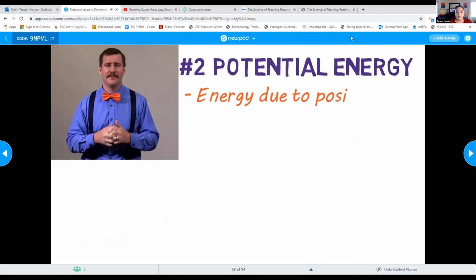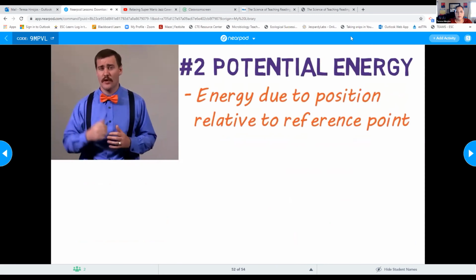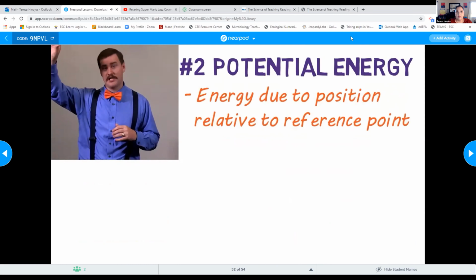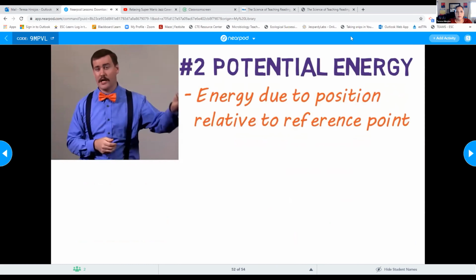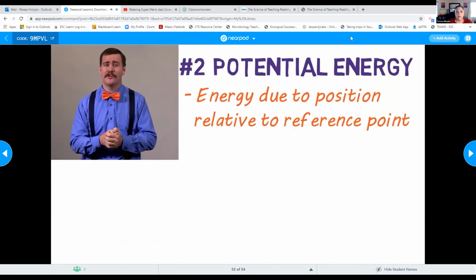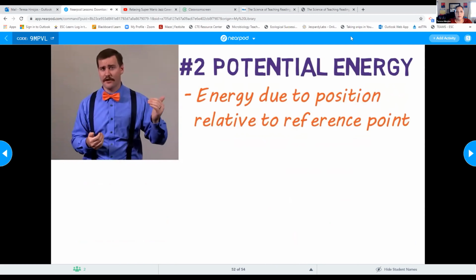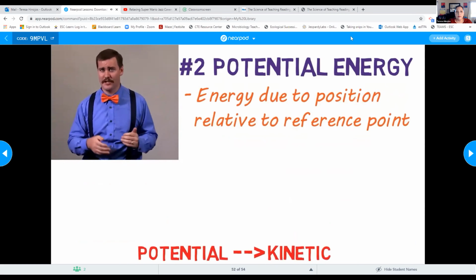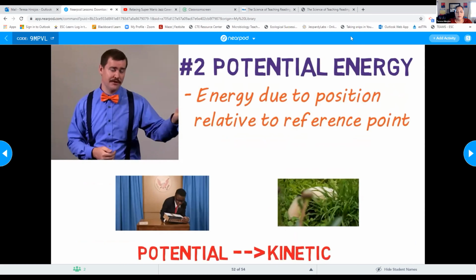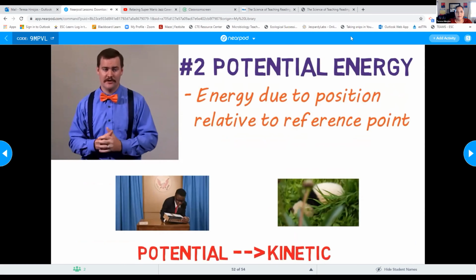This is the energy that an object has due to its position relative to some reference point. So a book set on a shelf has potential energy. A ball at the top of a hill has potential energy. And in both cases, they have potential energy because it can be easily converted to kinetic energy, right? If the book falls off the bookshelf or the ball rolls down the hill, we're taking that potential energy and converting it to kinetic energy.